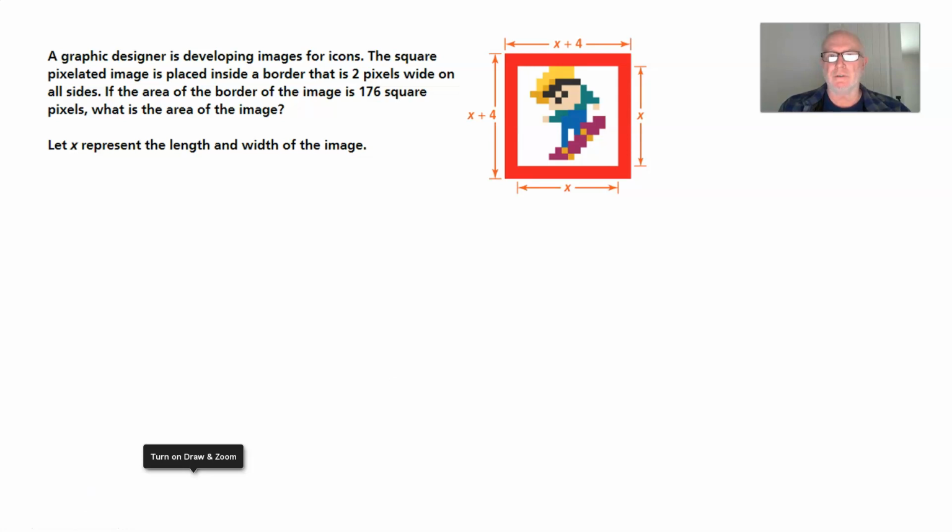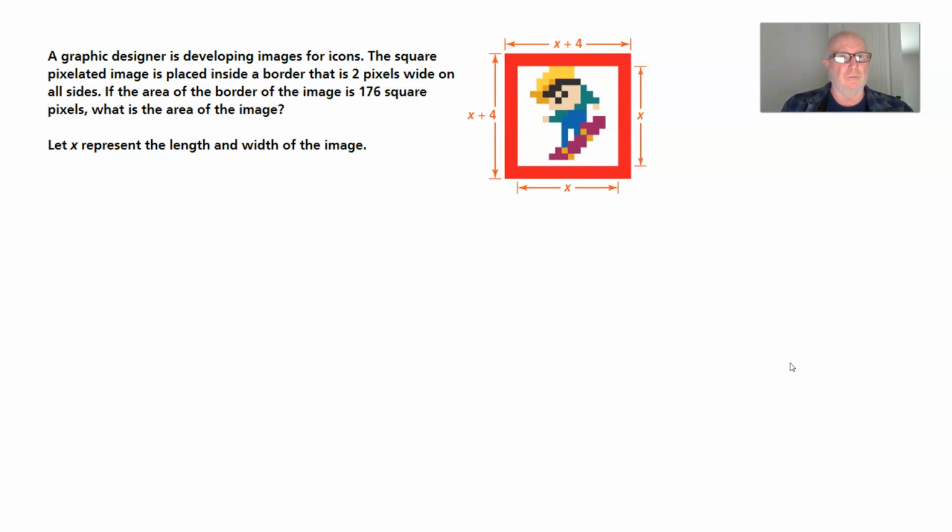Okay, so that we can understand what this is saying. It's saying the border is 2 pixels wide. So the border is 2 pixels wide. That's 2 pixels, and this is 2 pixels. So altogether, then that becomes plus 4. The x plus 2 plus 2.